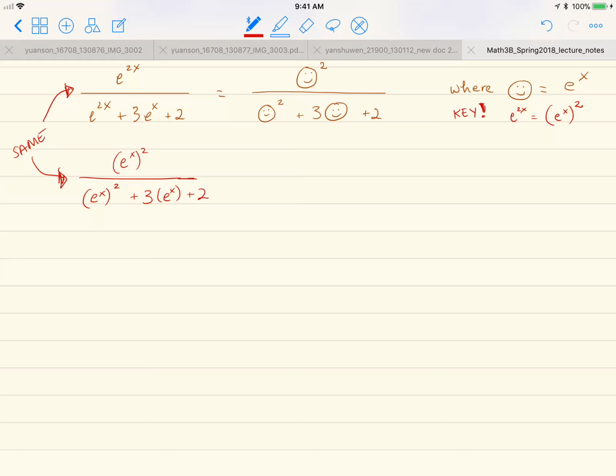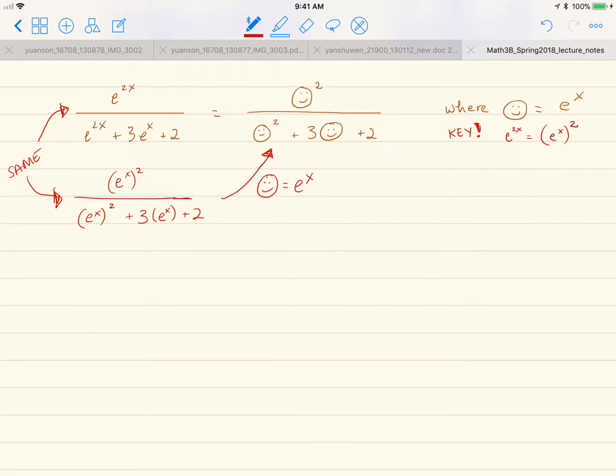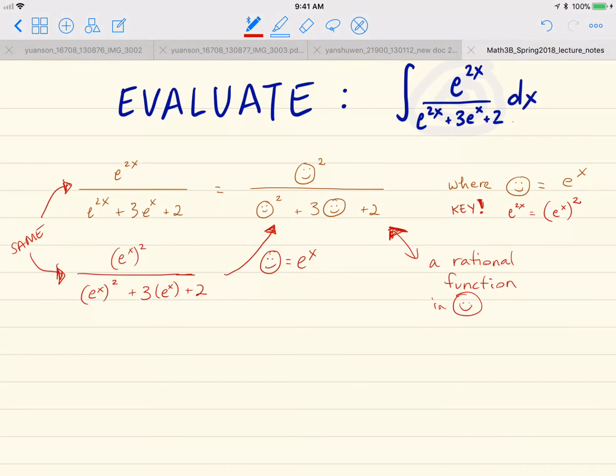And now, if I let smiley face equal e to the x, this shows how I go from e to the x to something that is clearly a rational function in smiley face, a rational function with a variable smiley face. Okay, so this is the idea that we're going to use for evaluating our integral.